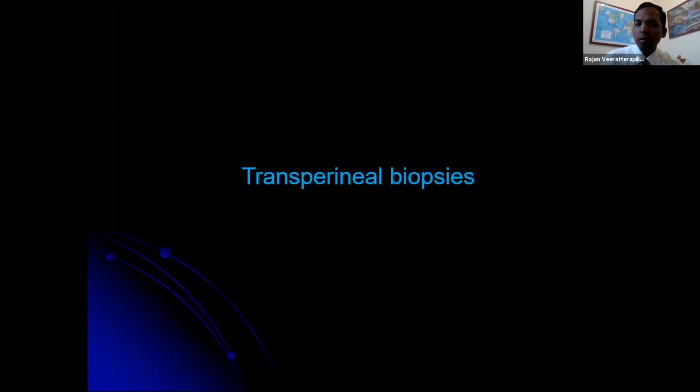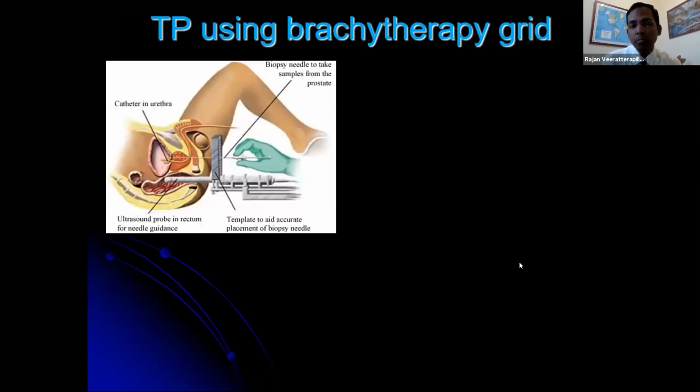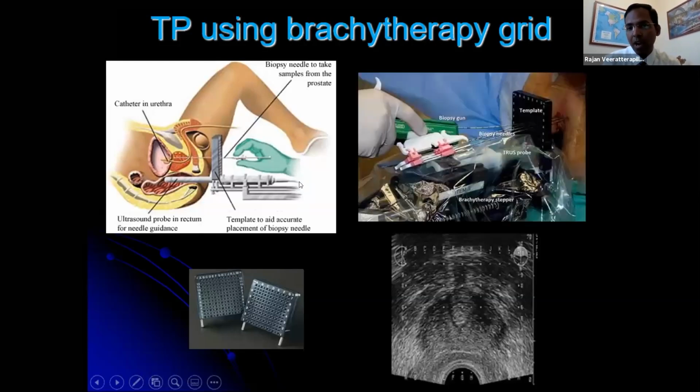What about transperineal biopsies? Transperineal biopsies can be undertaken using the brachytherapy grid, and this is often termed the mapping biopsy or template biopsy, and this is what a lot of us think about when we think about a transperineal biopsy. This is a procedure undertaken under a general anesthetic in a theatre environment generally. What you would generally use is a brachytherapy stepper, and on this stepper, you would mount this little template that you use for brachytherapy, which looks like this. All of these holes are about 5 millimeters apart, and you superpose this grid onto the ultrasound picture, and that basically allows you to take biopsies of the prostate at 5 millimeter intervals.